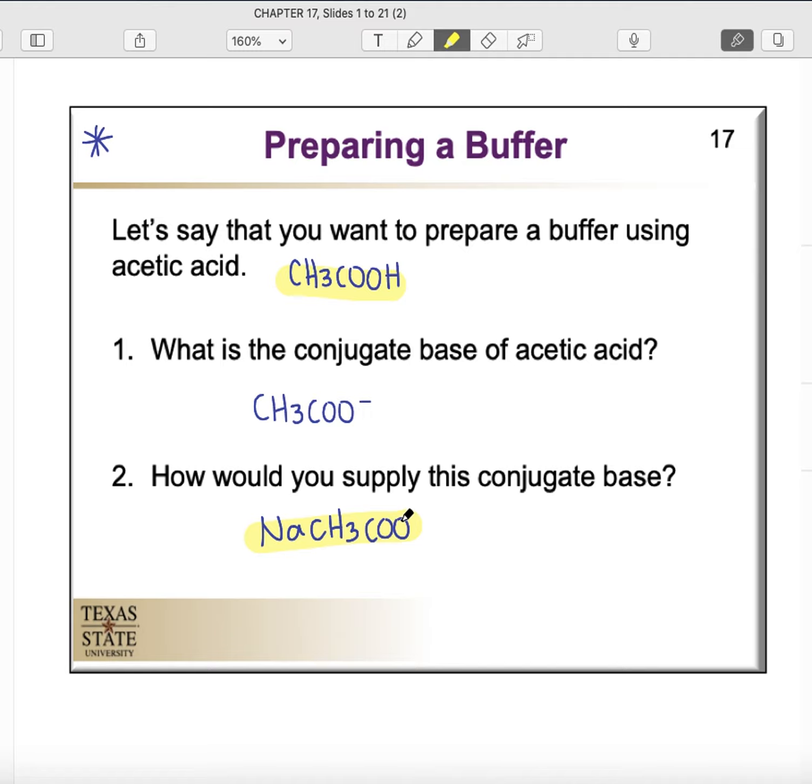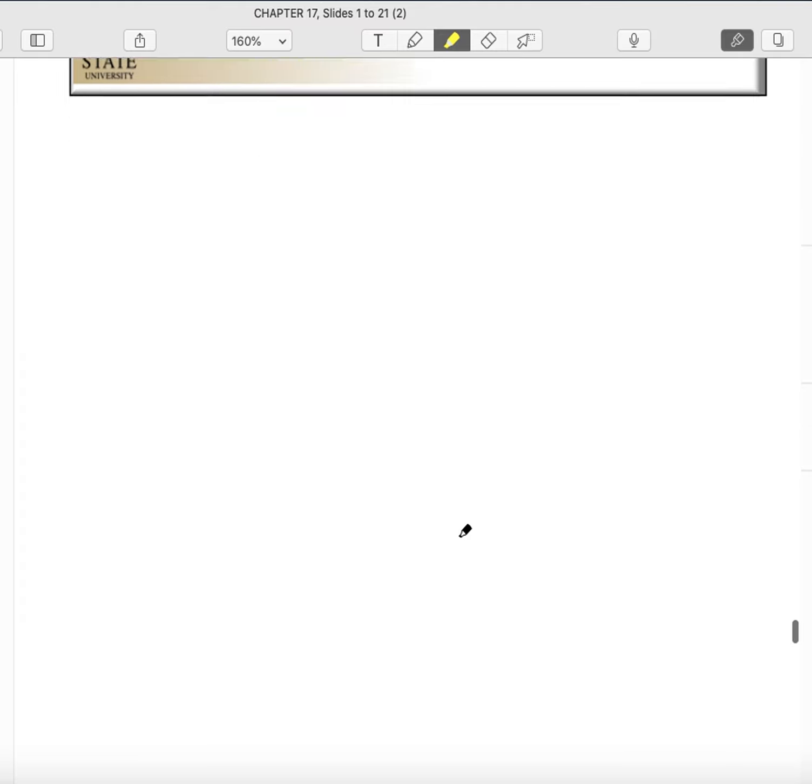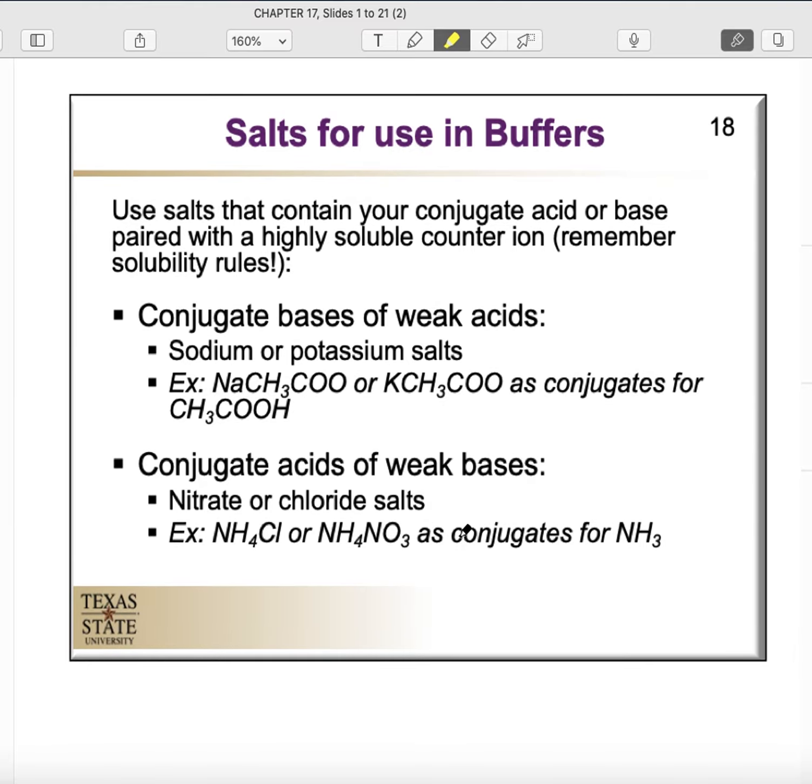We'll get back to another problem that is similar to this, where we're actually going to be calculating the molar quantities or ratios, molar ratios of the substances that we need in order to get a buffer of a specific pH. All right, so what kind of salts can we use for selection in the preparation of a buffer? So we usually are going to use salts that contain the conjugate acid or base paired with a highly soluble counter ion. So because of that, we have to remember solubility rules a little bit.